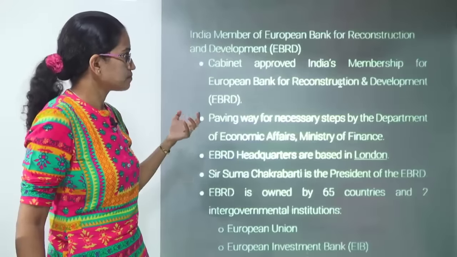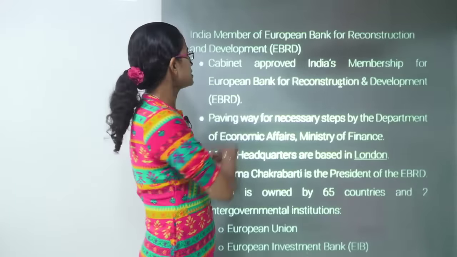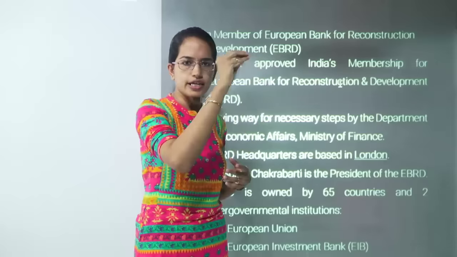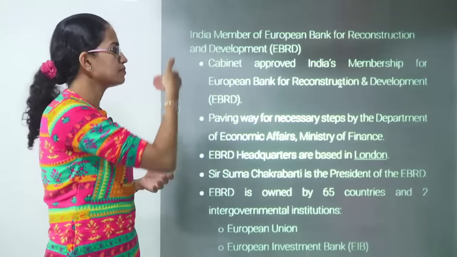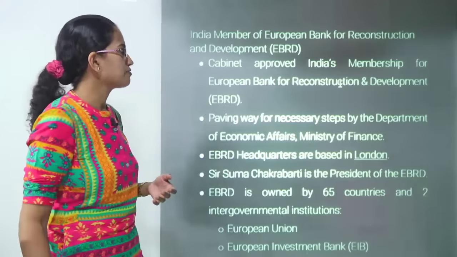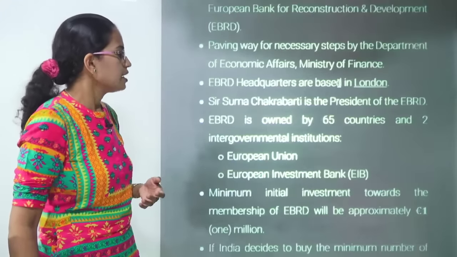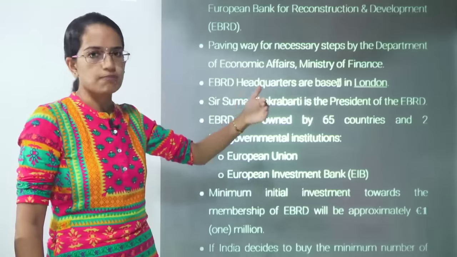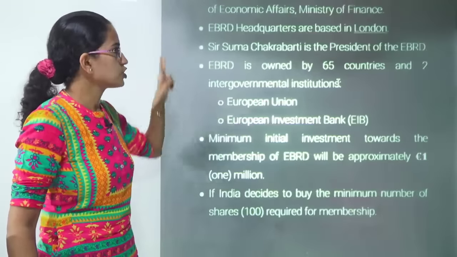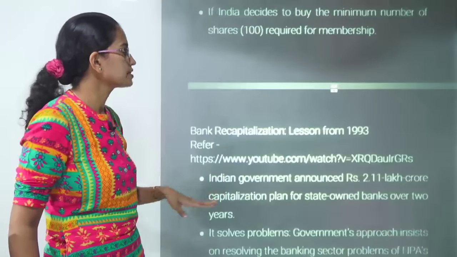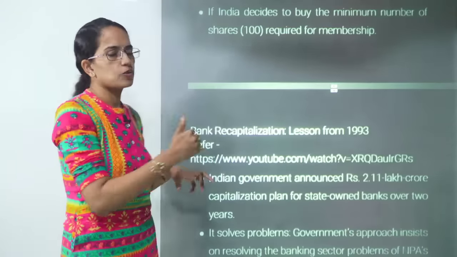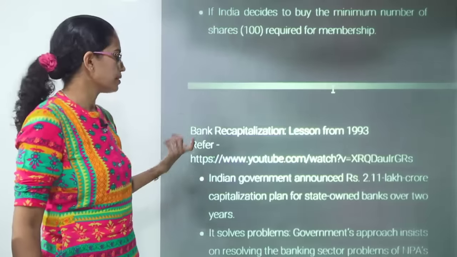The next is the European Bank for Reconstruction and Development, headquartered in London. The Cabinet of India has approved India's membership to the European Bank for Reconstruction and Development, and this is indeed a big jump for India. The two important institutions which are part of it are the European Union and the European Investment Bank, and to become a member we require a minimum of 100 shares for the membership.